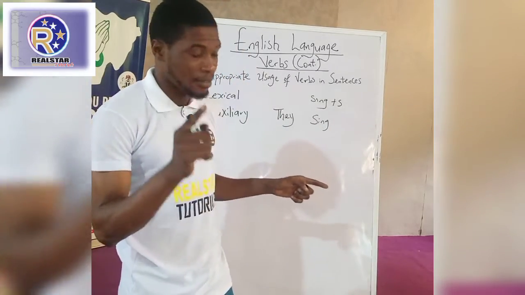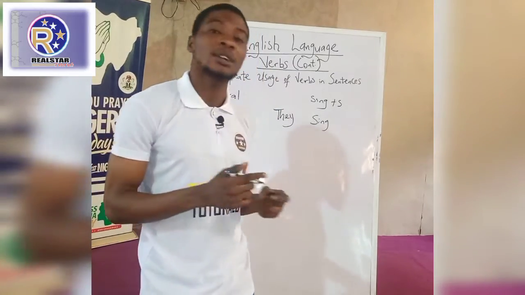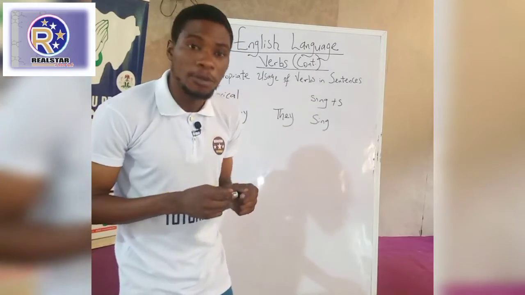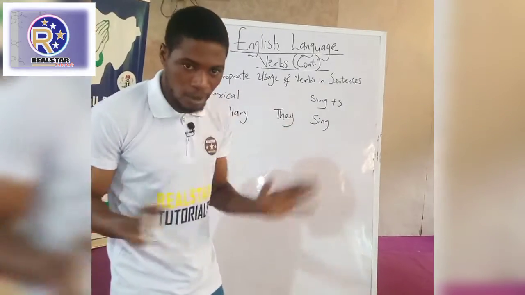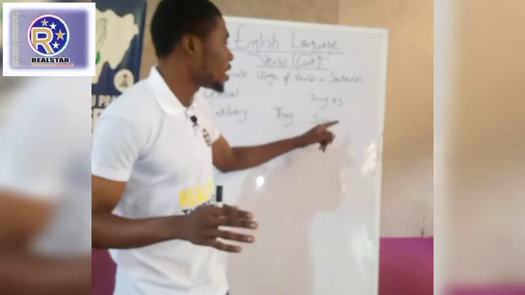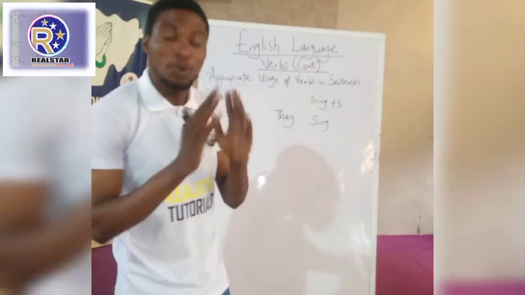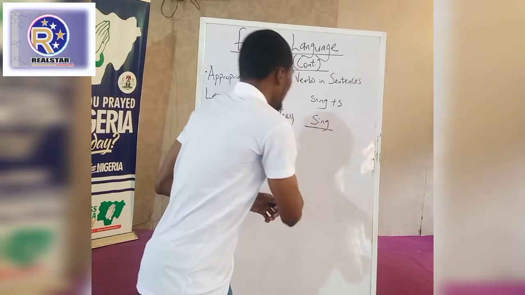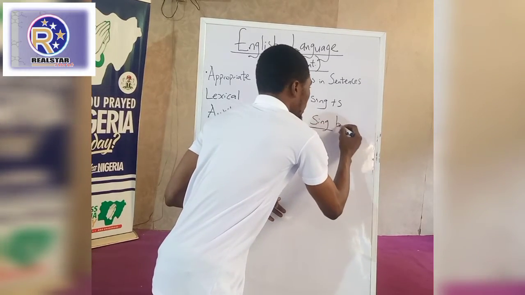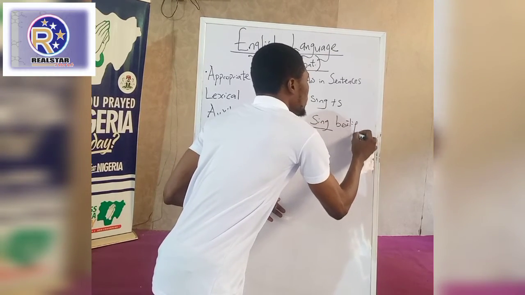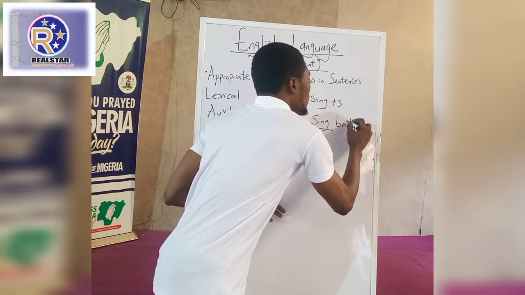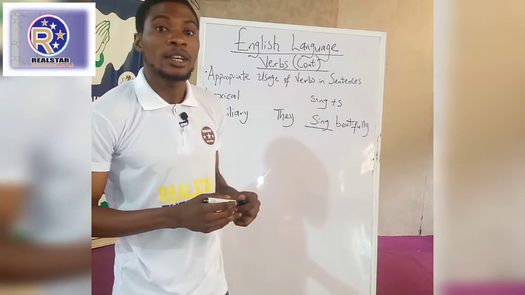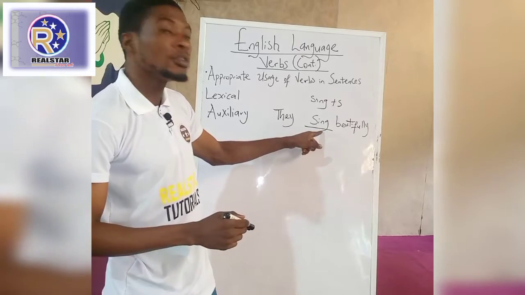And never forget that a plural verb cannot carry s. Any verb form that does not have s is plural. Sorry, I said singular, it is plural. So, they sing. They sing beautifully. And this will be grammatically correct because your verb form is plural.